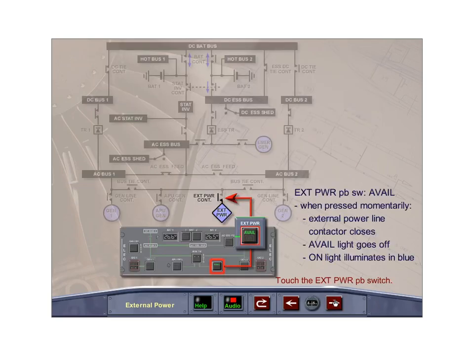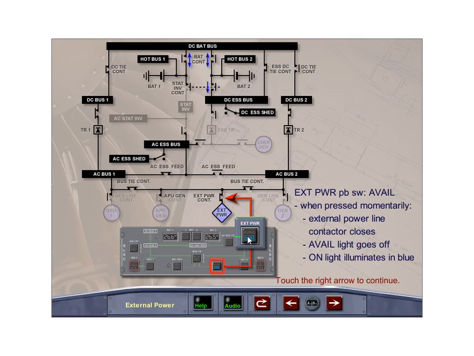With the external power push-button switch indicating a veil, pressing it momentarily closes the external power line contactor, allowing external power to supply the electrical system. The veil light goes out, and the blue on light illuminates. Touch the external power push-button switch to connect external power.